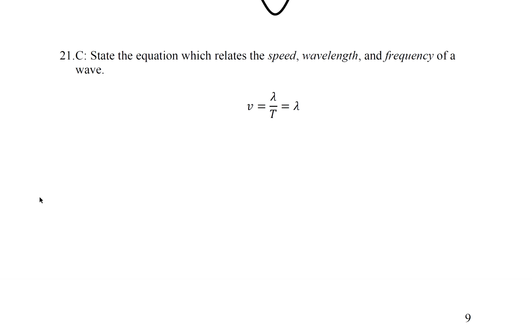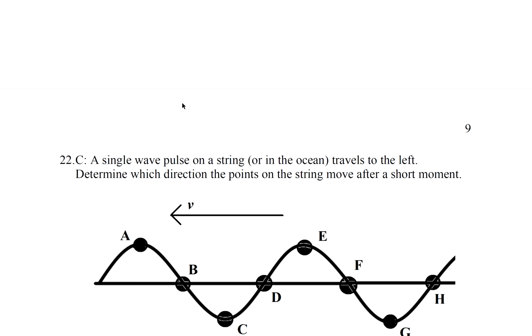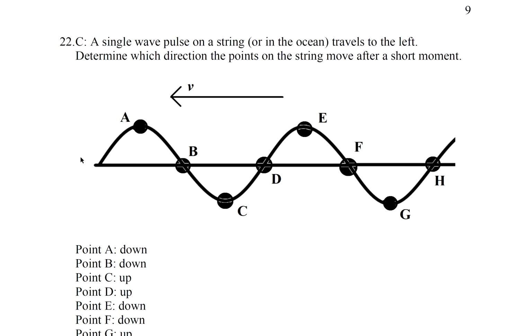Question 21, state the equation which relates the speed, wavelength, and frequency of a wave. V equals lambda over t. This is a mistake. This should say lambda f. There should be an f to the right of this lambda. My fault. Question 22, a single wave pulse on a string or in the ocean travels to the left.